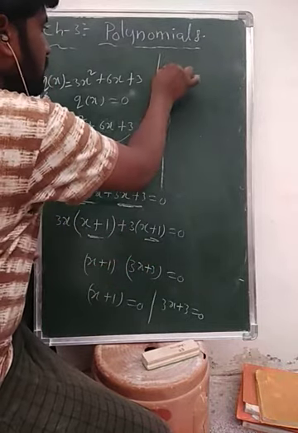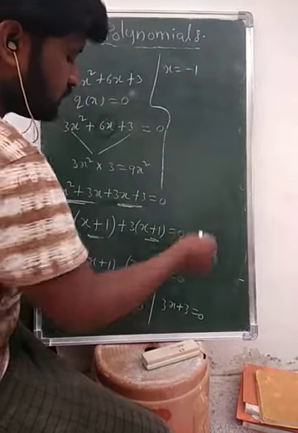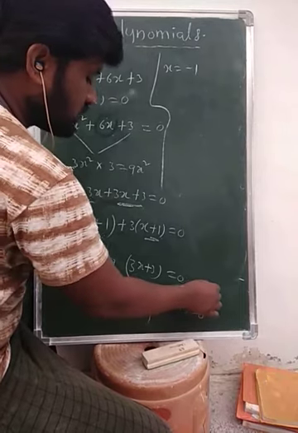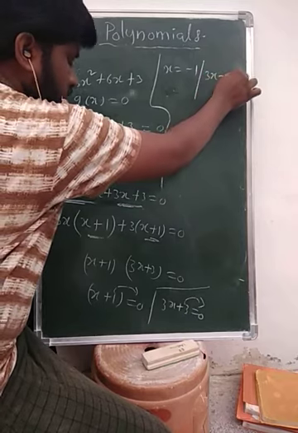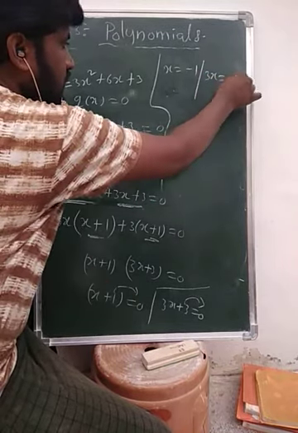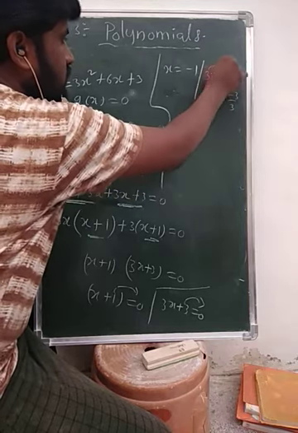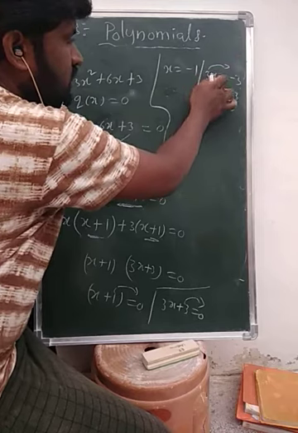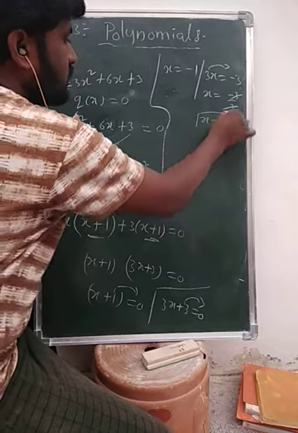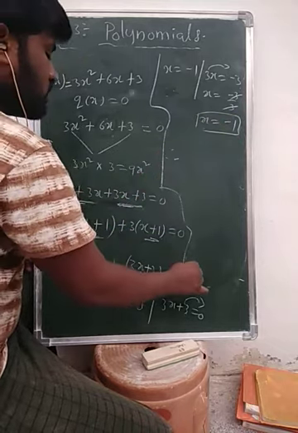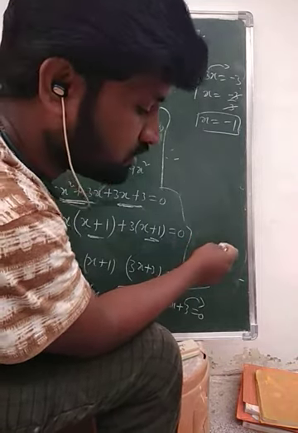x is equal to plus 1 transposed into the RHS becomes minus 1. And here 3x is equal to plus 3 transposed becomes minus 3. Then x is equal to minus 3 by 3. Now 3x means 3 into x, so multiplication becomes division. 3 and 3 cancel, so we get minus 1. Therefore the zeros are minus 1, minus 1.